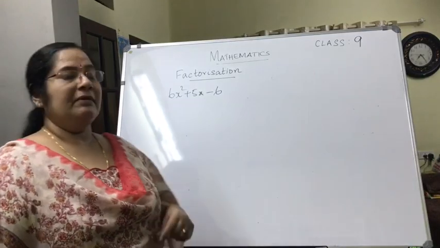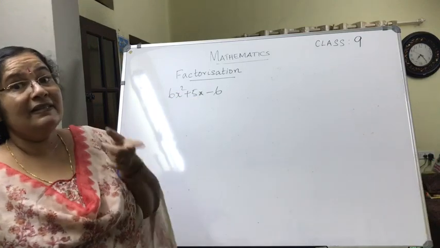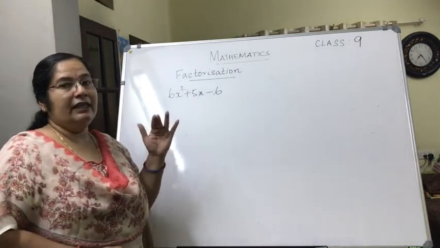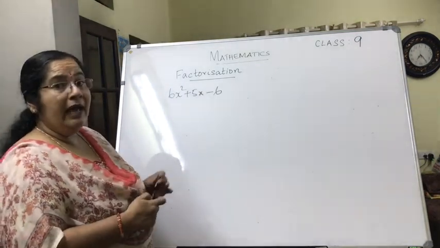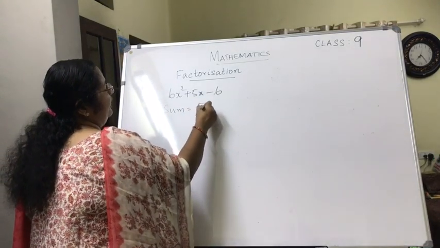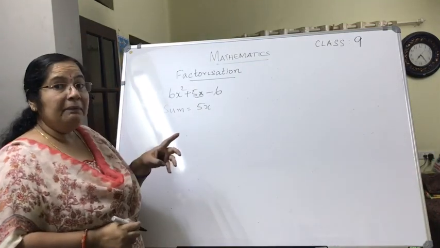Now you have got an example here. 6x square plus 5x minus 6. So you should be careful here. It is not like the other one where you had all positive numbers. Now when you add, what should you be getting? The sum should be 5x. When you are adding, you should be getting 5x. And when you multiply, what should you get?